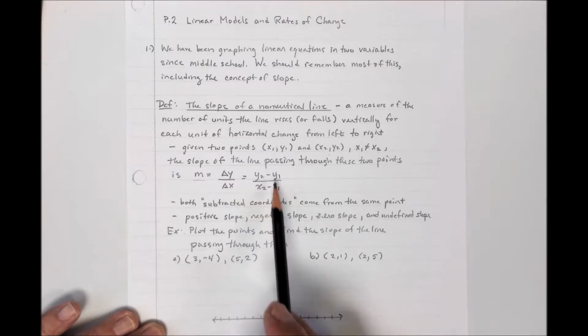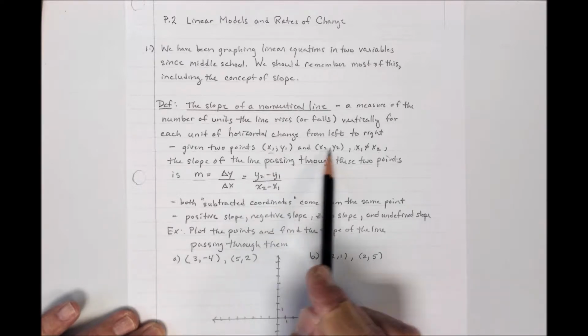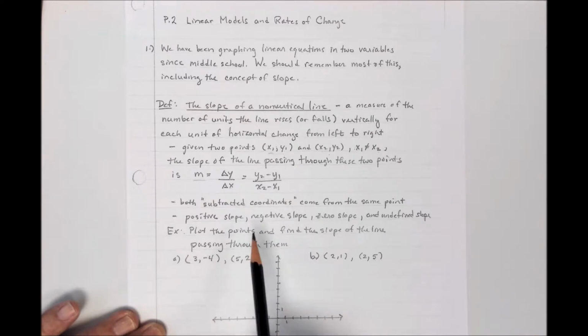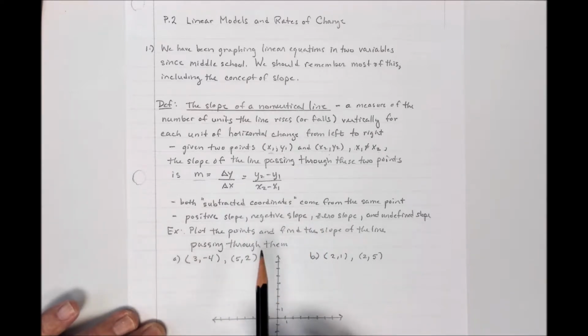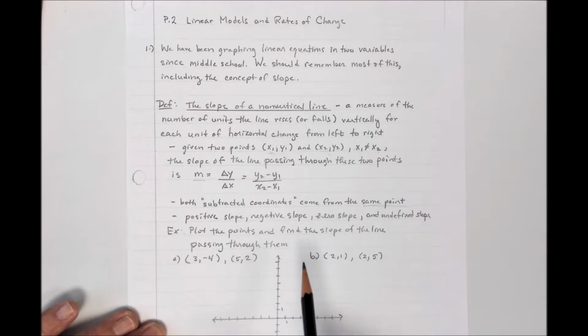Now notice here, the subscripts indicate that you have to subtract them in the same order. So from the ordered pairs, you could have y sub 1 minus y sub 2 over x sub 1 minus x sub 2. It would give you the same value for slope, you just have to be consistent with it. So both subtracted coordinates come from the same point. That's the only way you could really get messed up, or you make a silly mistake with arithmetic.